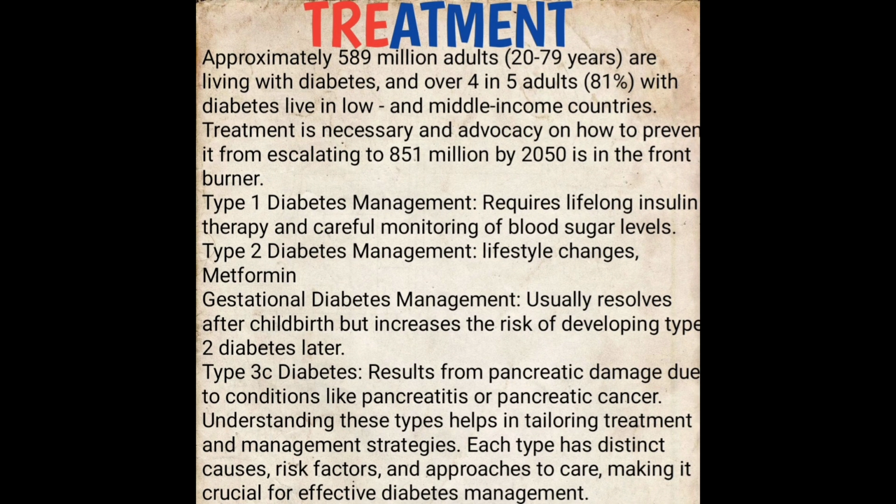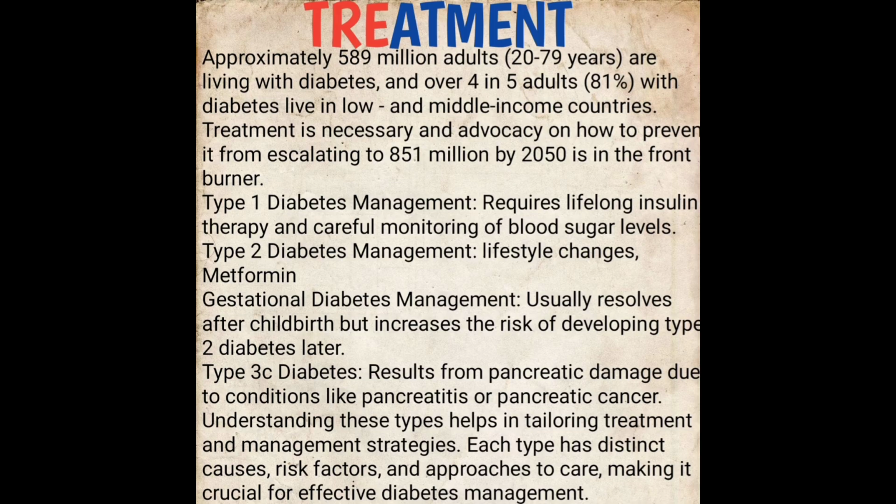Finally, treatment. That's the main purview of the medical clinician, the doctor. Approximately 589 million adults, that is 20 to 79 years of age, are living with diabetes, and over 4 in 5 are resident in low and middle income countries. So treatment is necessary, and advocacy as well for prevention, especially lifestyle modification and what have you.